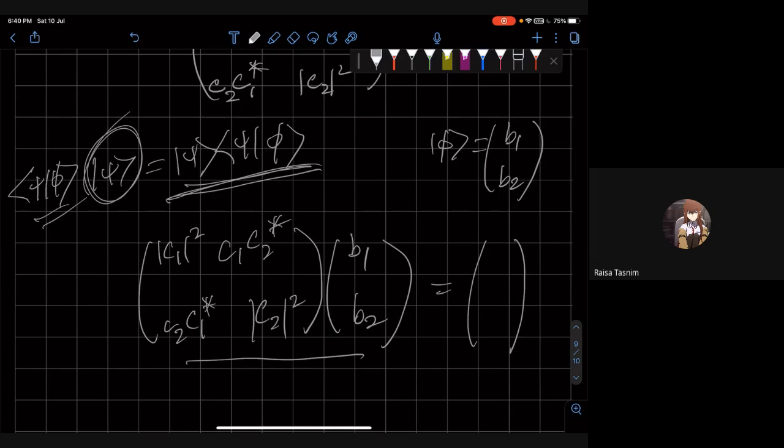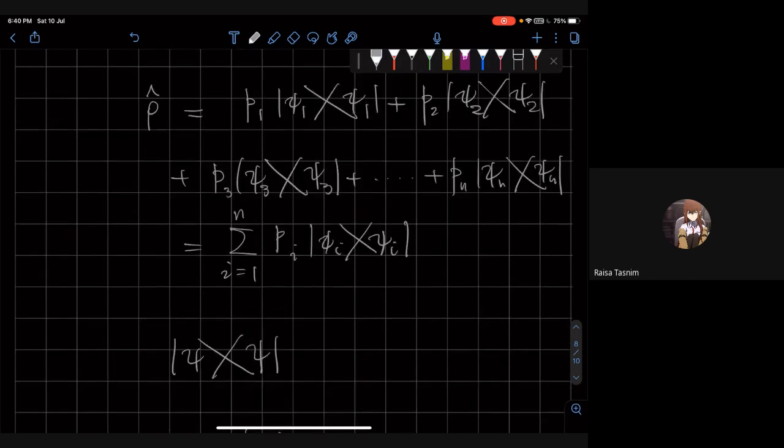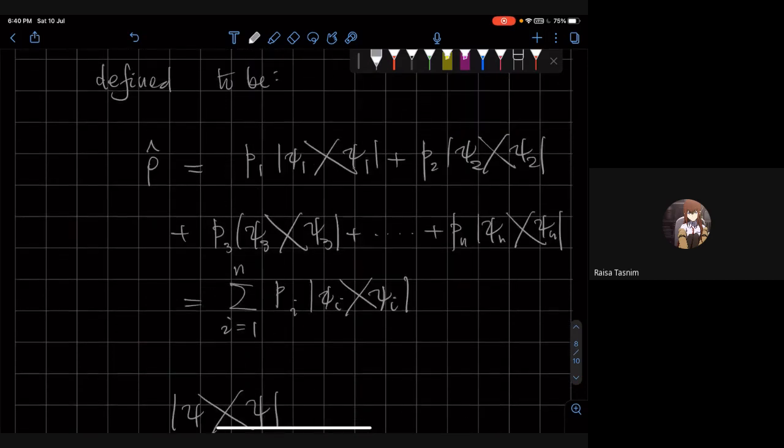Okay, so that's why we define the density matrix to be some probabilities multiplying these matrices and then summing over. Okay. Any questions?